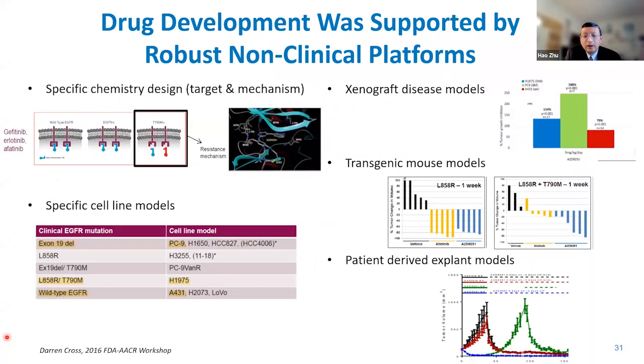In the preclinical stage, the compound was developed based on a thorough understanding of the underlying disease and the mechanism of action. The mutation that accounts for drug resistance to the earlier EGFR kinase inhibitors became the target for the design of osimertinib. The preclinical evaluation using the specific cell line models, xenograft disease models, transgenic mouse models, and patient-derived explant models provides solid evidence on the effect of the drug. The quantitative findings provide a general sense on the possible target concentration range.